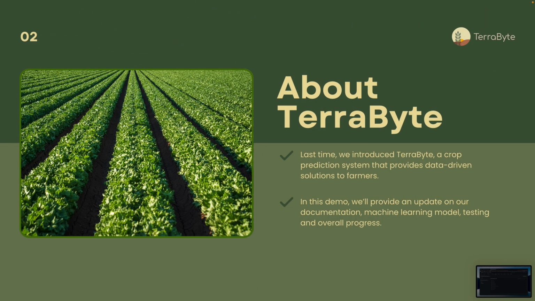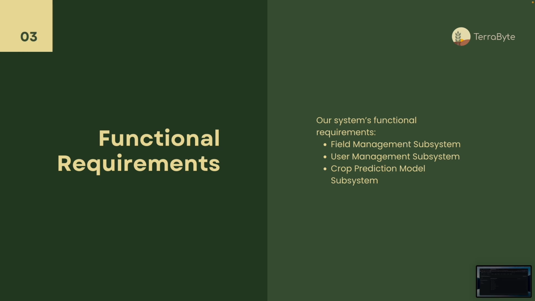So last time we introduced Terabyte, a crop prediction system that provides data-driven solutions to farmers. In this demo video, we'll provide an update on our documentation, machine learning model, testing and overall progress of the project. So for our functional requirements, we focused mainly on the field management subsystem, the user management subsystem, and the crop prediction model subsystem. We'll dive deep into these as we progress throughout the demo.